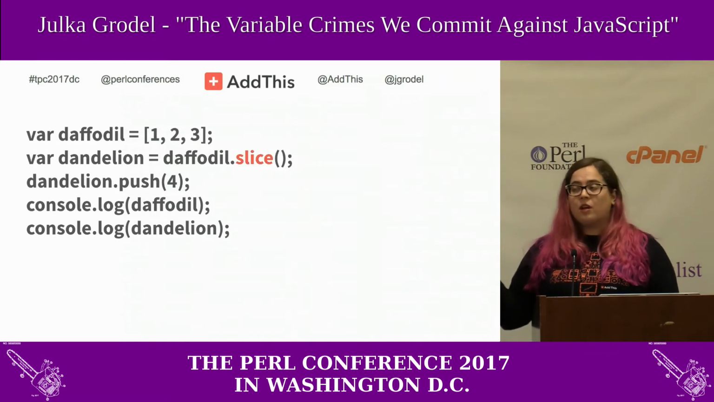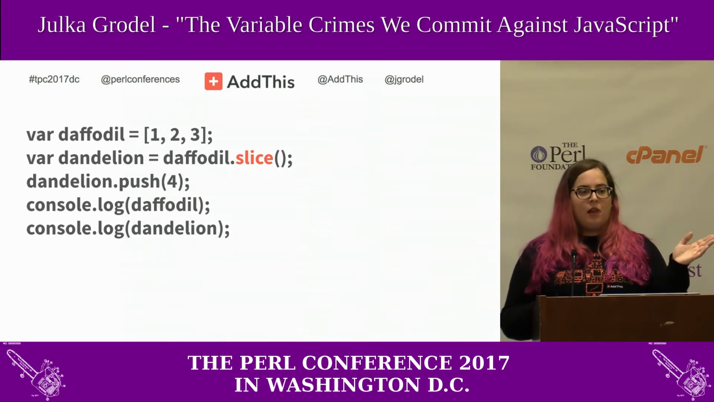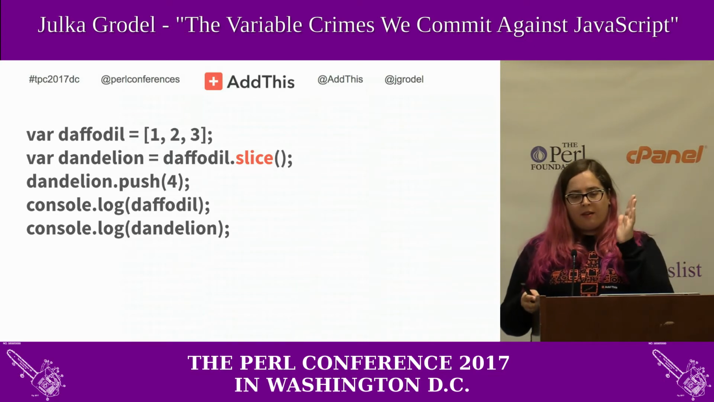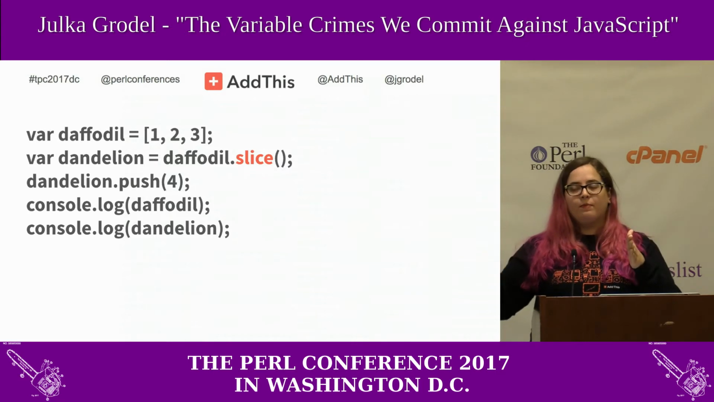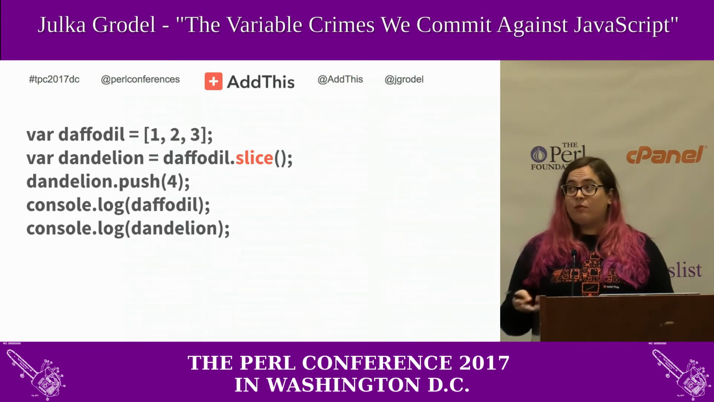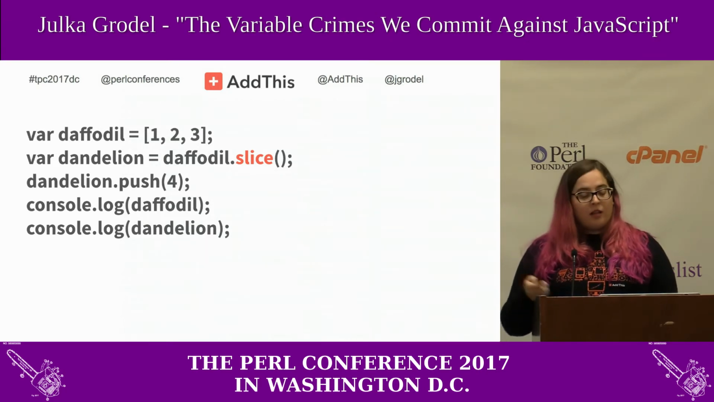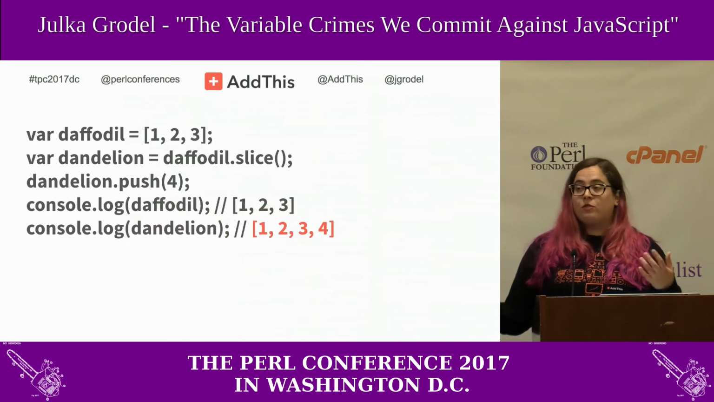Now, making a copy of an array is a little easier. You can just say daffodil.slice. Slice is a function on an array object. It takes 2 values, so you might say 1 comma 3, and it'll give you item 1 through 3 in that array. If you don't give it anything, it'll just give you the entire array, but it's a copy. And so here, I can dandelion push a 4, and if I console log out daffodil, I get 1, 2, 3. And if I console log out dandelion, I get 1, 2, 3, 4.